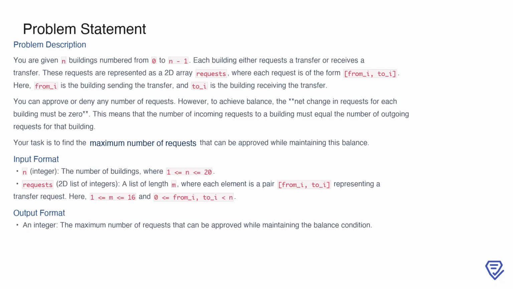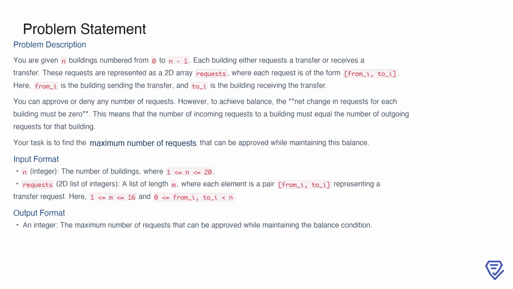In this problem, we are working with a group of buildings, numbered from 0 to n-1. Each of these buildings is either sending or receiving transfer requests. These requests are provided in the form of a 2D array called requests, where each entry is represented as a pair, from_i to_i. Here, from_i indicates the building initiating the transfer, and to_i specifies the building receiving it.